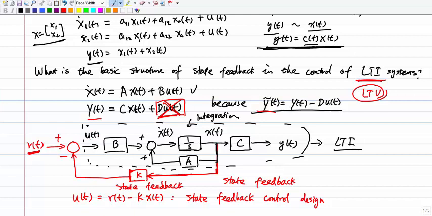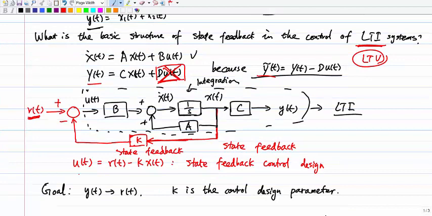The red component was added on to the original linear time invariant system. Here, u(t) is r(t) minus K times x(t), which is called a state feedback control design. As mentioned earlier, the typical goal here is to design this u(t), or K. So this is the structure to design K.